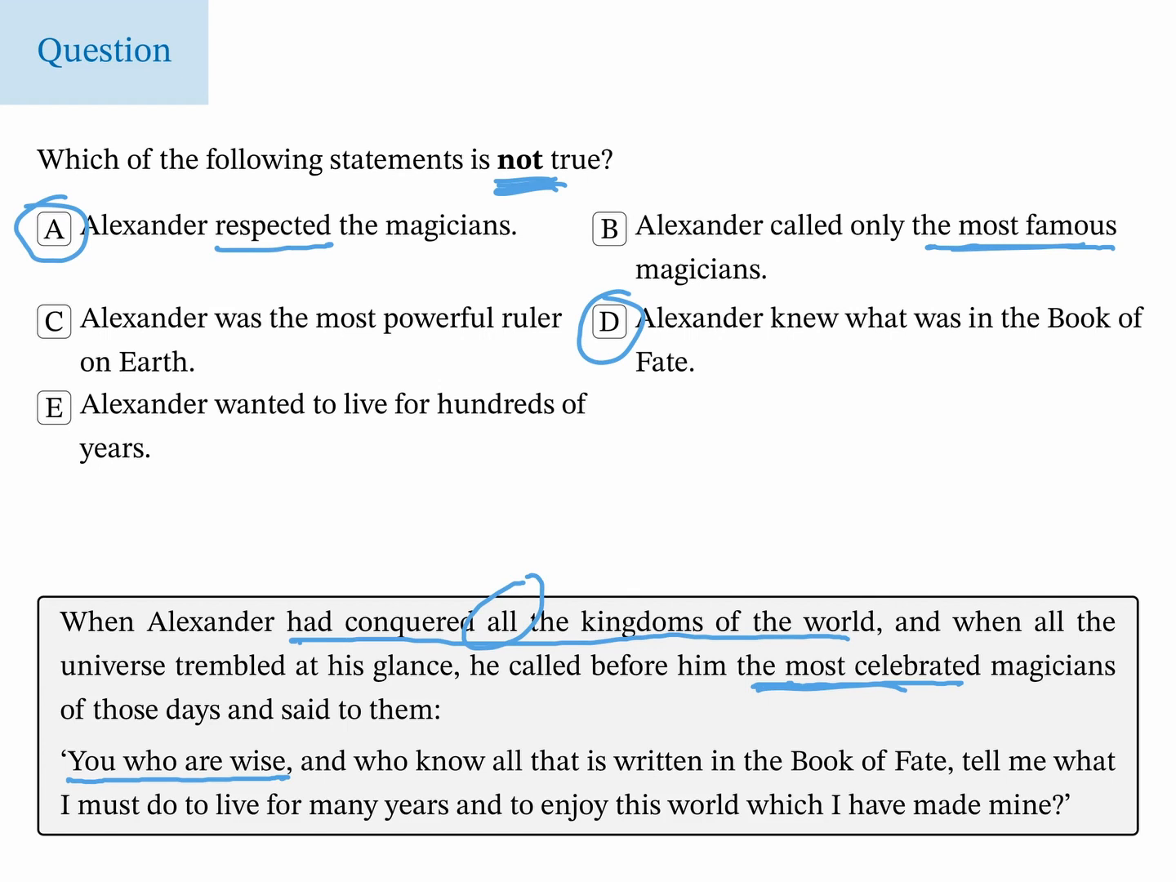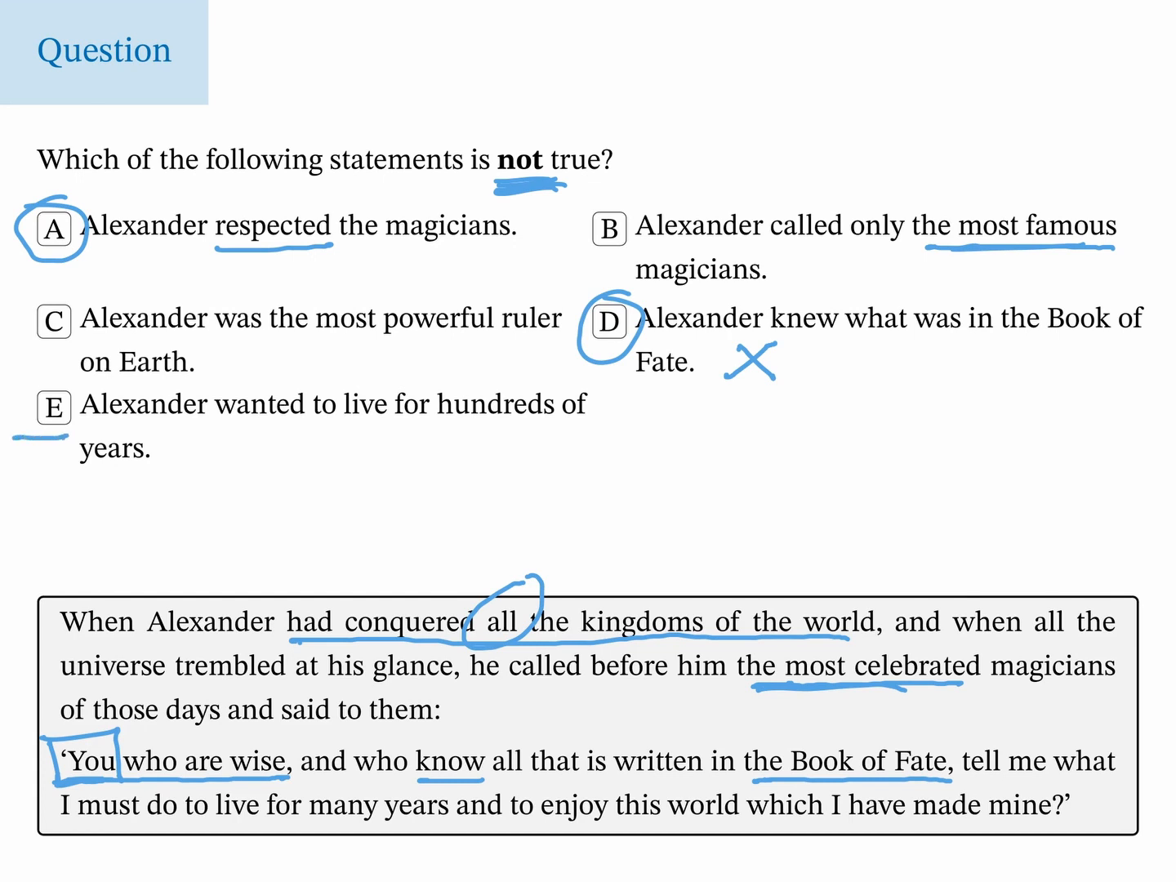D, Alexander knew what was in the book of fate. Okay, now this option. So here, we can see that somebody knows what is in the book of fate. But if we read carefully, we can see that this is Alexander telling the magicians that they know, you who are wise and who know all that is written in the book of fate. So it's the magicians who know what is written in the book of fate. So in fact, this one is not true. We can double check that by checking E.